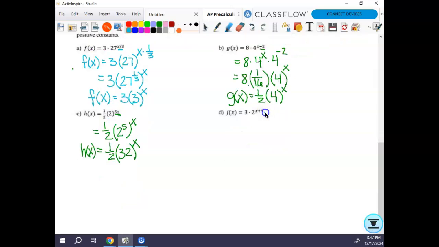All right, so this is this same type of situation here. We'll have 3 times 2 to the x times 2 to the 4th. This is going to be 3 times 2 to the 4th is 16 times 2 to the x. So that means that j of x is equal to 48 times 2 to the x power. Okay. There you go. That is the end of part 1.